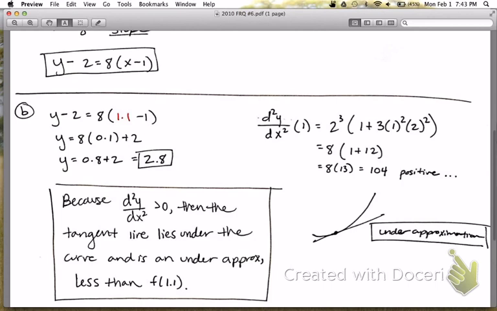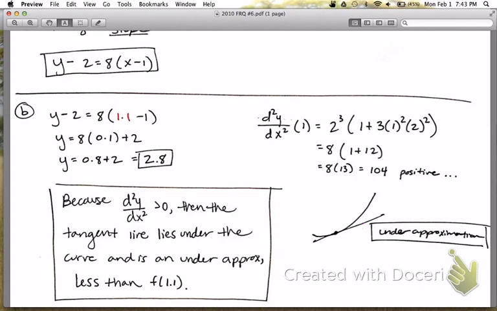So to answer their question and to offer justification, I said because the second derivative is positive, then the tangent line lies underneath the curve and is an under approximation, which means our approximation is less than f of 1.1, the actual value. And again, just to show you guys the two exaggerations, here's our approximation, and here's the actual value of f of 1.1. And notice that the purple dot is below the red dot because, again, it's concave up, so it's an under approximation.